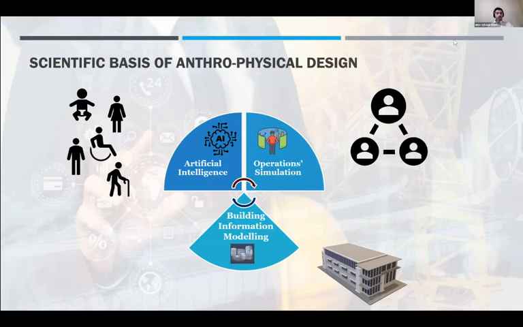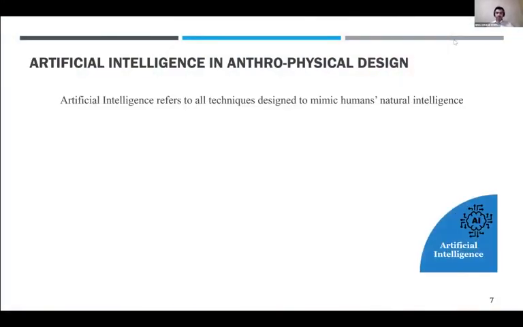Then we are using operational simulation, operational research. Agent-based modeling is technically in operational research. And then I'm using building information modeling in order to make a digital twin of the asset. So the first piece of the puzzle is artificial intelligence.